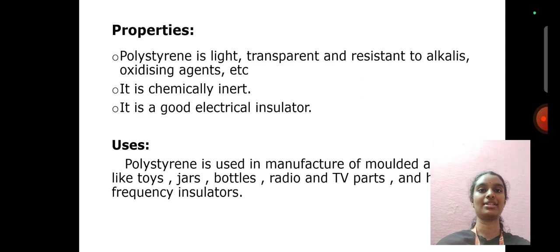The properties: polystyrene is light, transparent, and resistant to alkalis, oxidizing agents, etc. It is chemically inert. It is a very good electrical insulator. Polystyrene is used in the manufacture of molded items like toys, jars, bottles, radio and TV parts, etc.